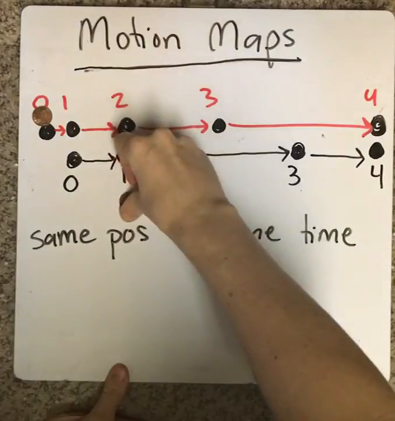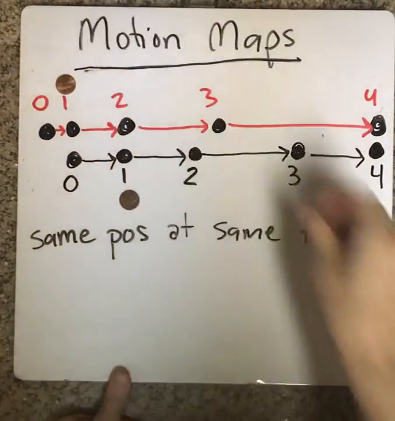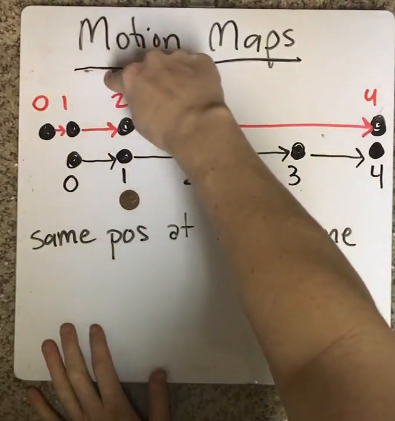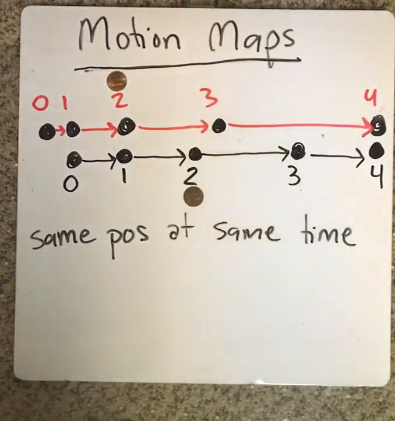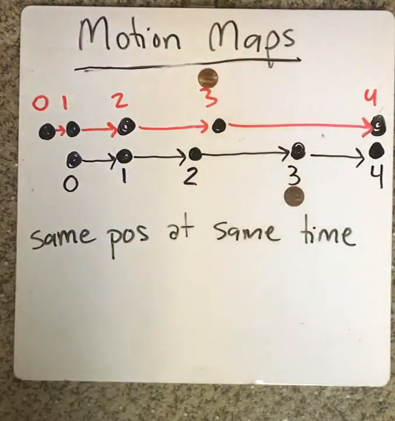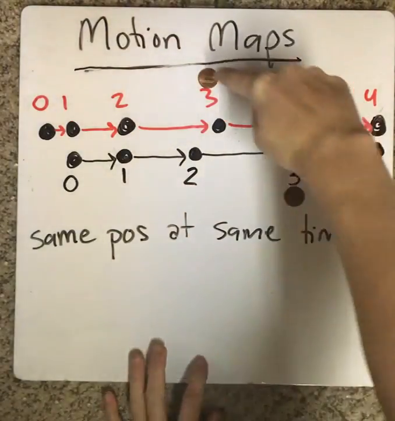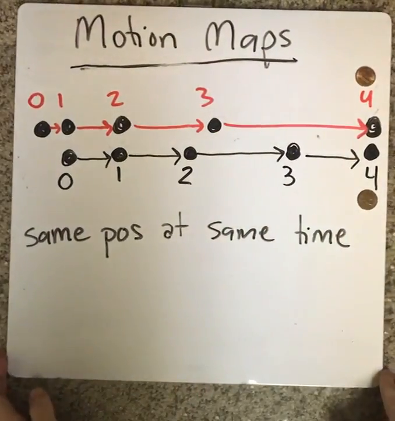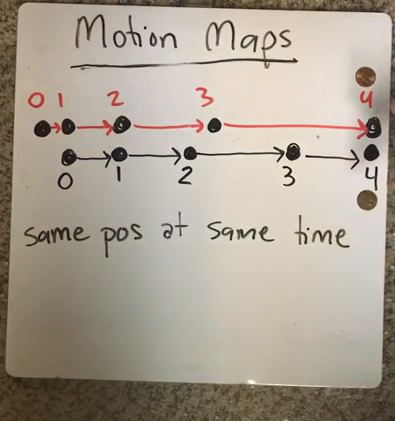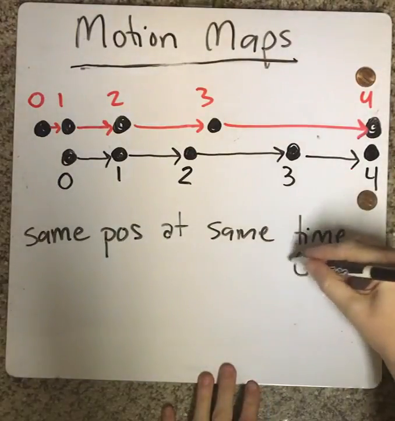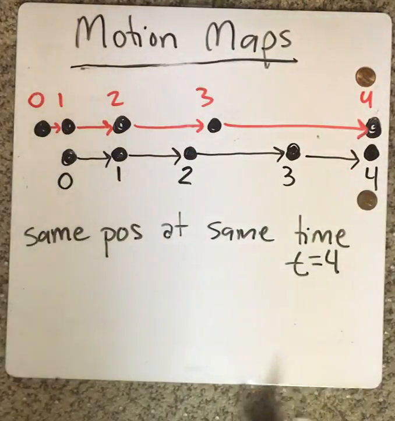Now I move out to 1 and 1. They're still not in the same position. 2 and 2. Nope, that's not a match. 3 and 3. They are still not together. 4 and 4. Bingo! Notice that both pennies are at the same position at the same time. So in this case, it would be t equals 4.